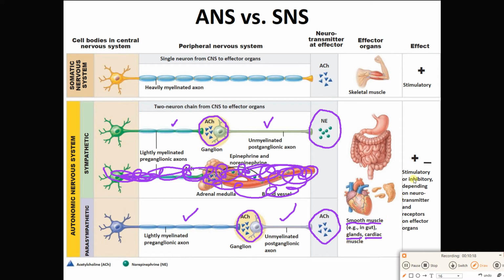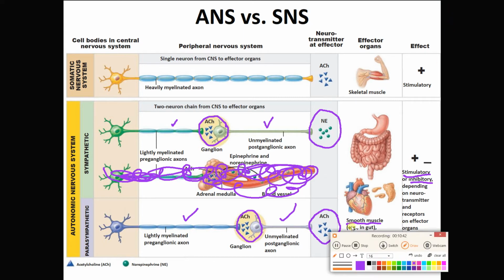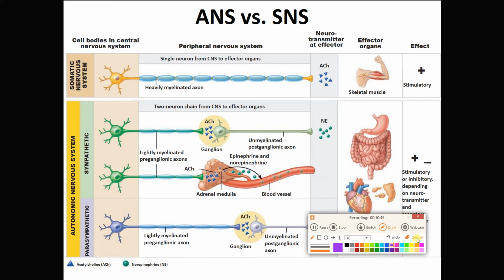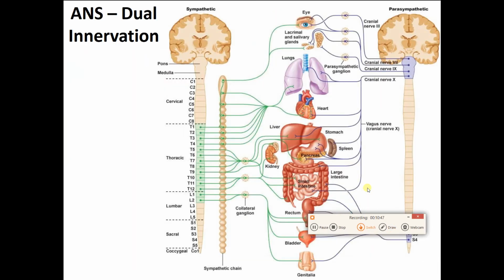Now, our response can either be stimulatory, like we can get these muscles to contract, or inhibitory, we can get them to relax. With the glands, we can either get them to secrete more or secrete less. So we can go either way. It depends on the neurotransmitter and on the type of receptor that the effector organ is going to have. All right, so we've got some differences, and we're learning a little bit about the ANS. We got to expand on the ANS a lot more.